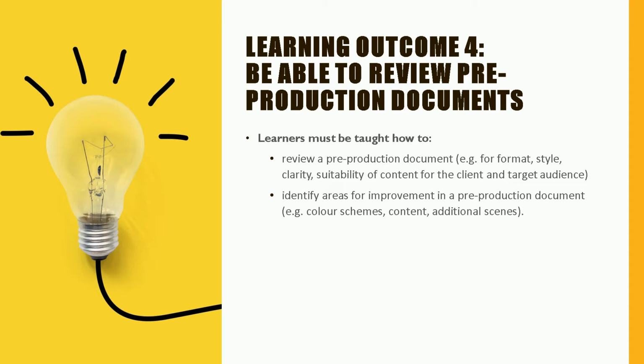Now when they're talking about target audience, they need to refer to the categories of target audience: age, gender, and so on and so forth. Learners must also be taught how to identify areas for improvement in a pre-production document. Again, for example, they need to think about and discuss color schemes, content, additional scenes, whether those things could be added or not in that pre-production document. So there's key things that they need to talk about.